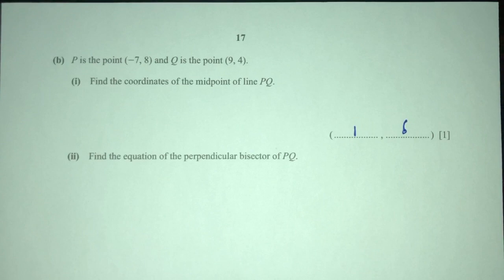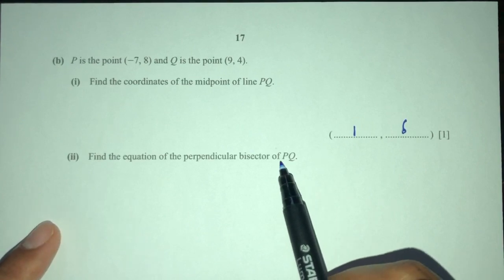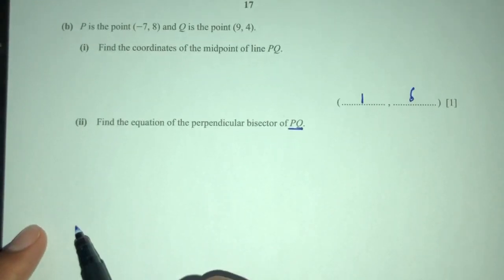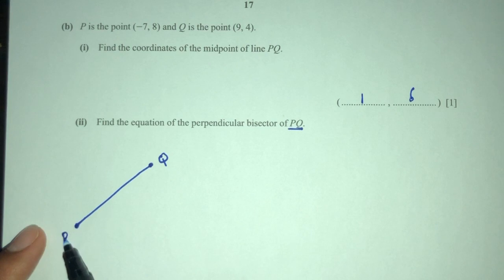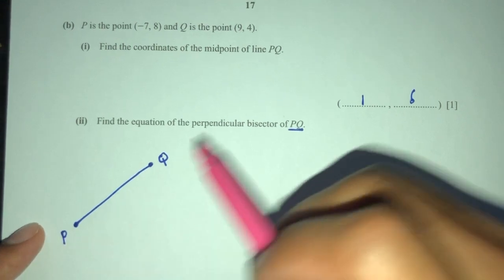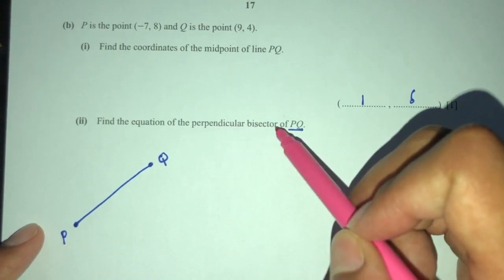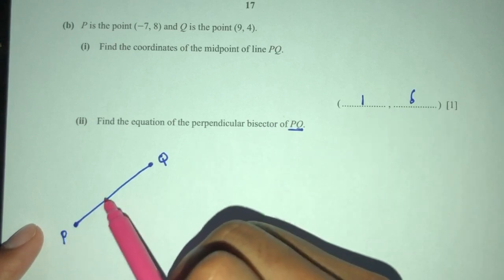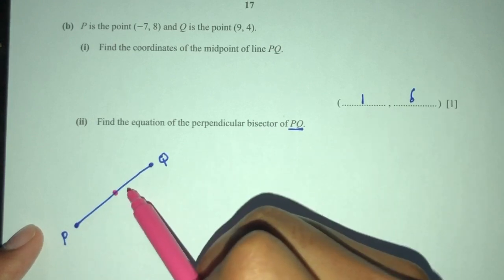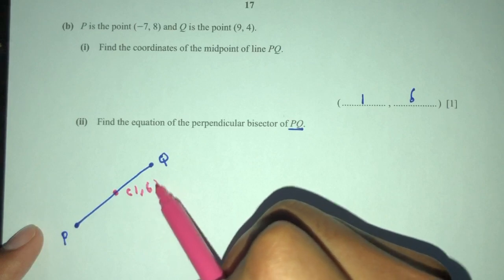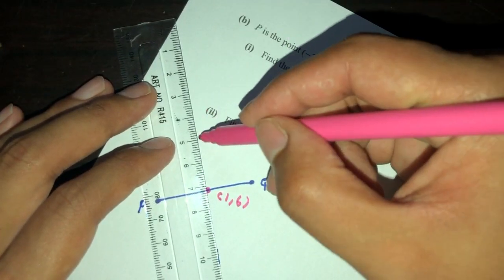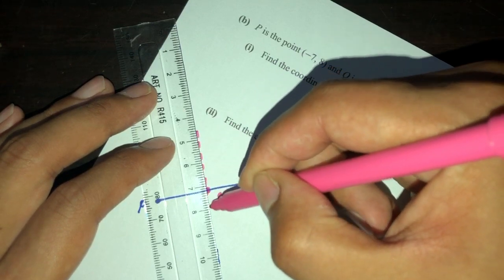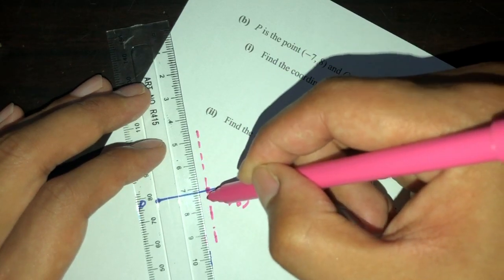Okay. Now we have to find the equation of the perpendicular bisector of PQ. Again, we have to understand what we are trying to find. For example, we have a point P here, point Q here. It is a line PQ. The perpendicular bisector is a line passing through the midpoint of PQ. The midpoint we already know is 1, 6. But it passes at an angle of 90 degrees. That's also something we have to know to solve this question.